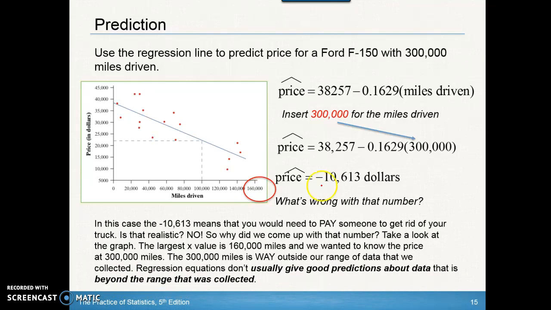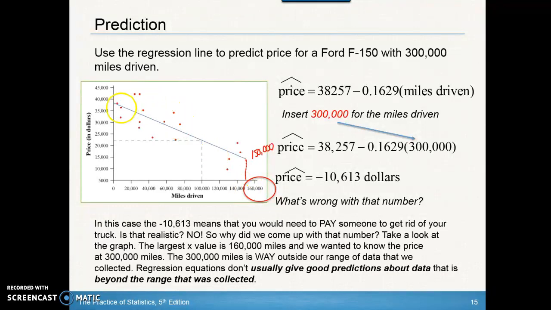Here's why. If we take a look at this data, it only goes up to about 160,000 miles. It actually looks like it ends at about 150,000 miles. This data point of 300,000 is way over here. It is way outside of the range of the data that we have gathered. That's called extrapolation. When we extrapolate beyond the x values that we have collected, it does not necessarily give us a good representation of the predicted y value. So just make sure that you're aware of that when you're making predictions.